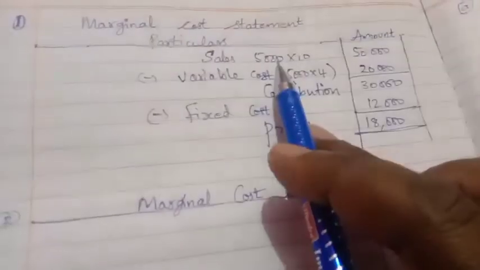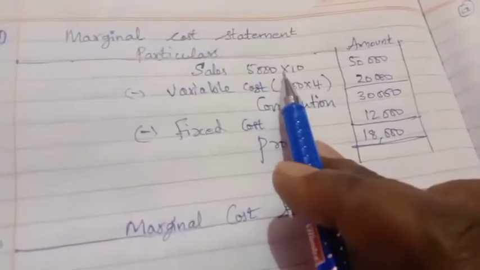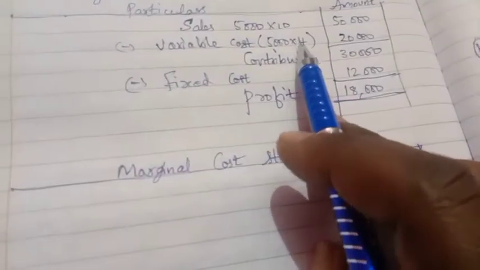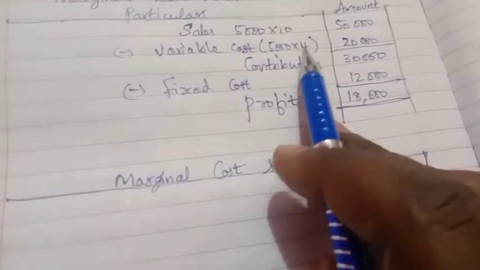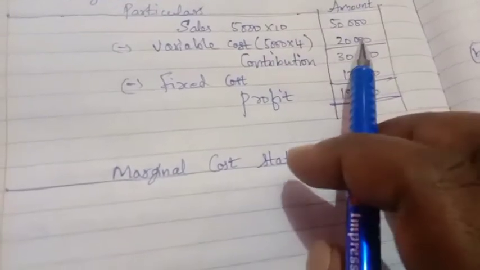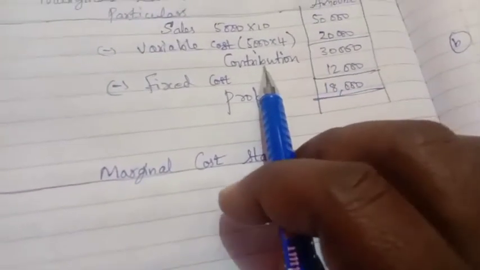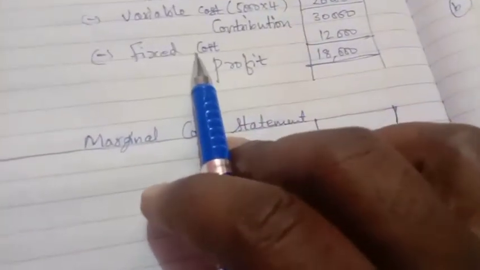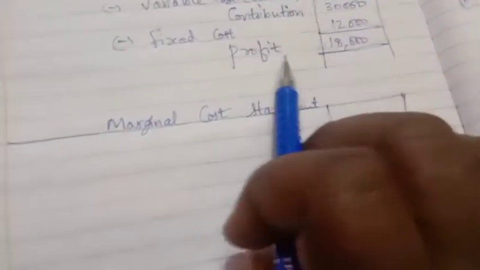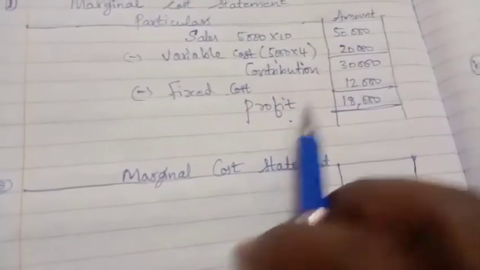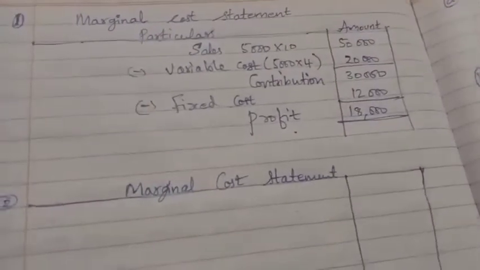So sales is given as units. If you multiply with the rate, you will get sales amount. For variable cost also, units is given and per unit rate is given, so multiply with the units produced, so you will get variable cost. If you take the difference, it is the contribution. Less fixed cost is given in the problem, the difference amount should be taken as a profit. So this is the simple problem.